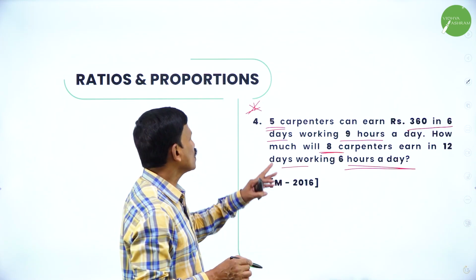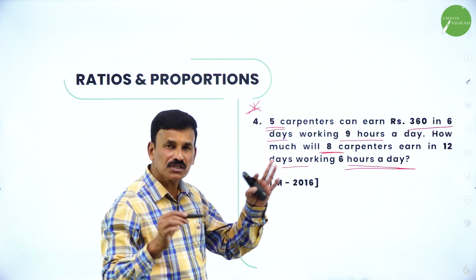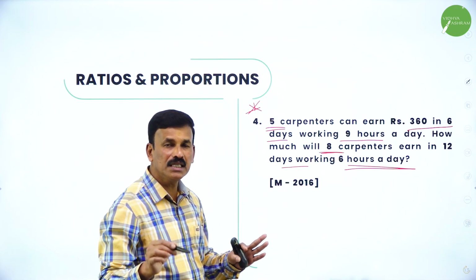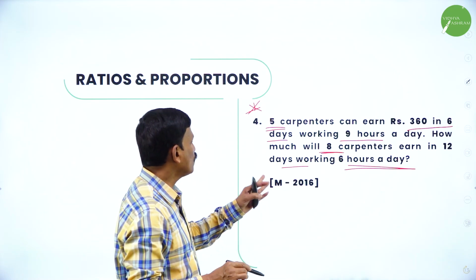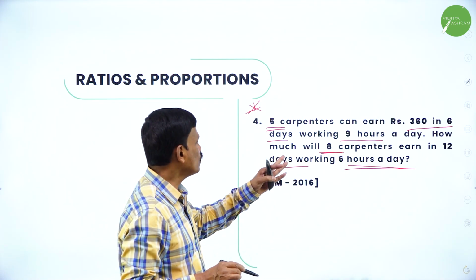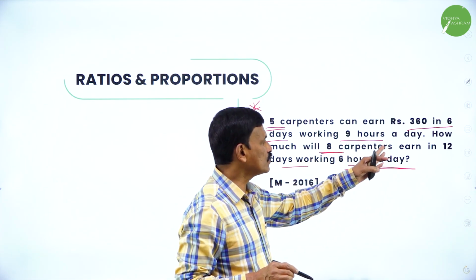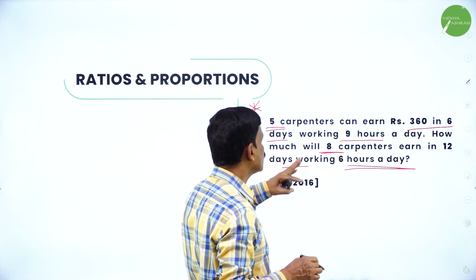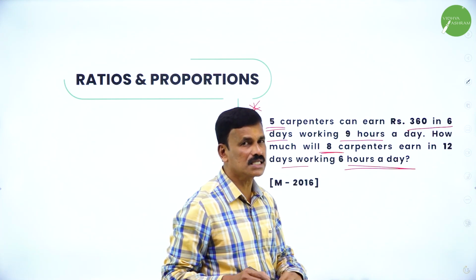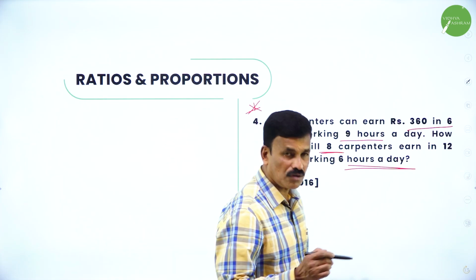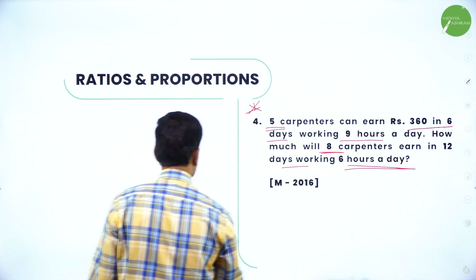Second case, how much amount will 8 carpenters earn in 12 days working 6 hours? So the number of carpenters is more, the time is also more, and the number of hours they work is less here. So we have to find the amount. Very important problem. Now let us write the carpenters here.